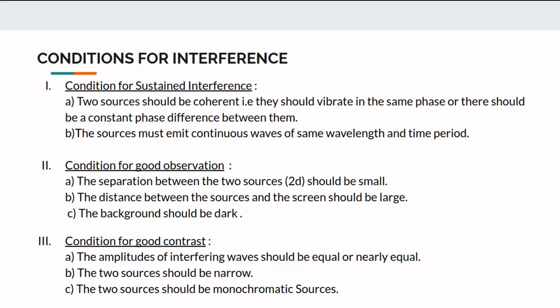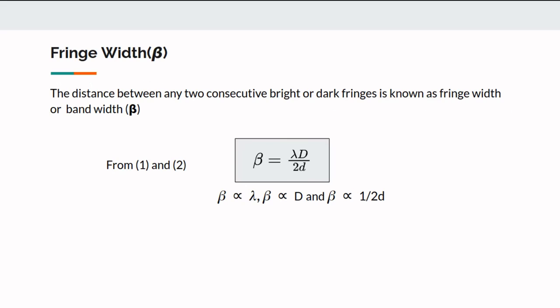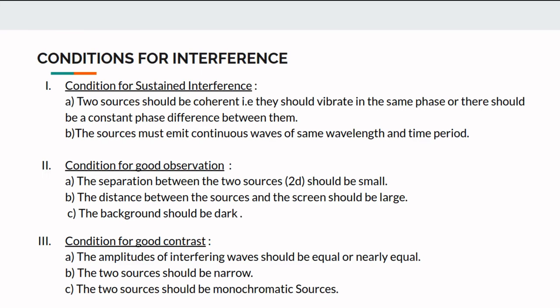In order to observe bright and dark fringes clearly, the separation between the two sources, that means 2d, should be small. In the formula, beta is inversely proportional to 2d. As 2d decreases, beta increases. Therefore, 2d should be small to get good fringes.